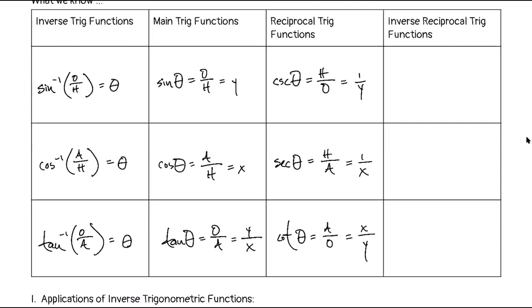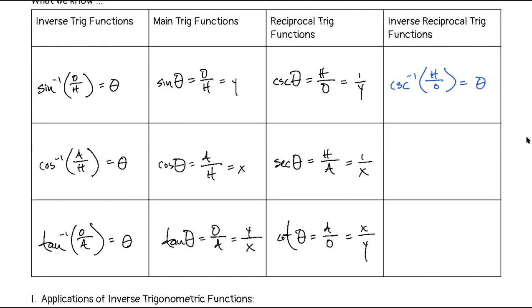Yeah, exactly. Cosecant with the minus one. And that means that they've given me the hypotenuse over the opposite, and my answer better be an angle. Okay, so that part's not different. It's exactly the same as the inverse main trig functions, but it's just for the other trig function, okay?